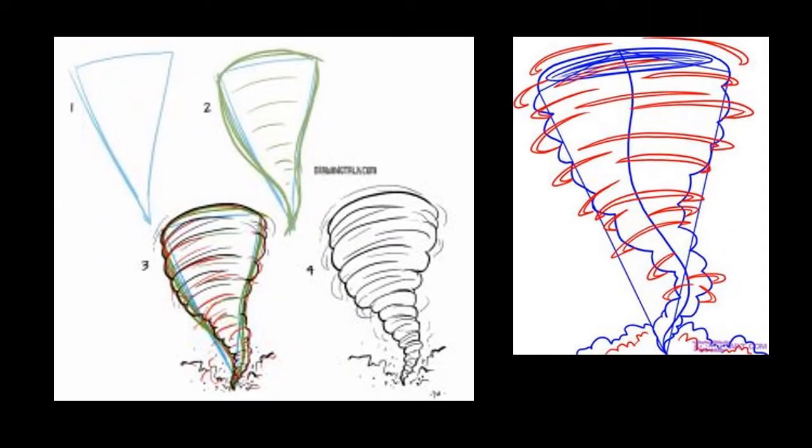Here's a tornado, or some people call them twisters. It's a basic shape of a triangle, and then you put a curve to it and lines that go around the cone to make it look round. It feels like it's moving because of those lines on the outside of the cone.